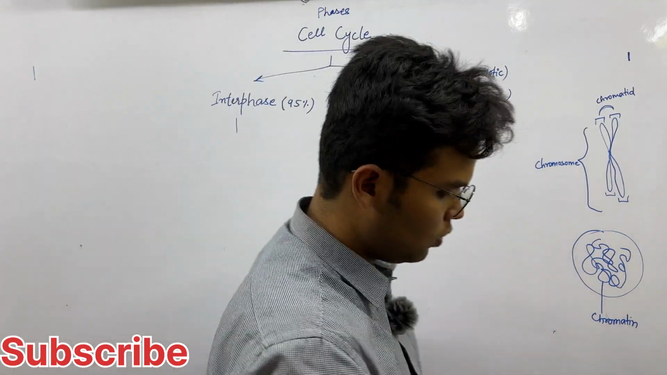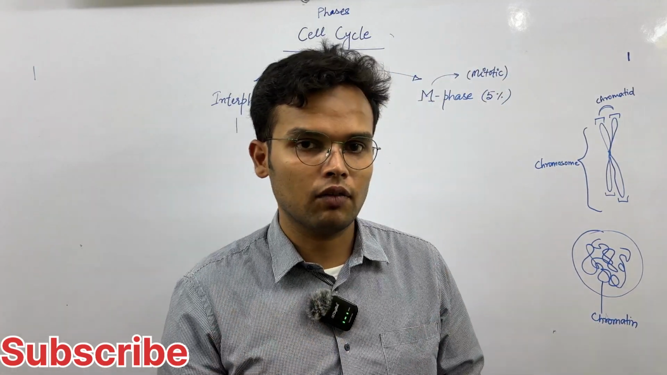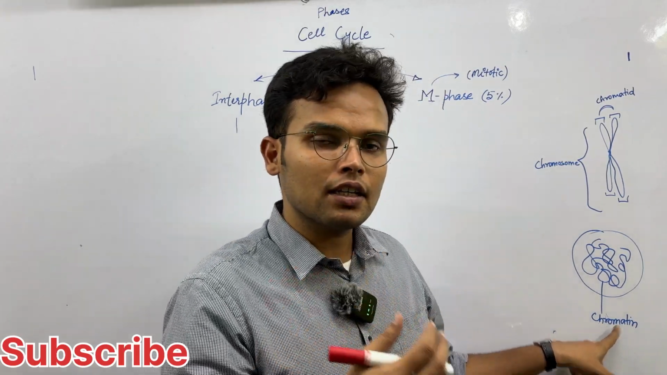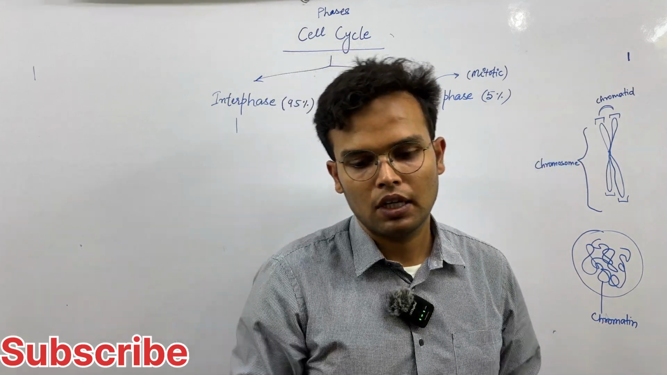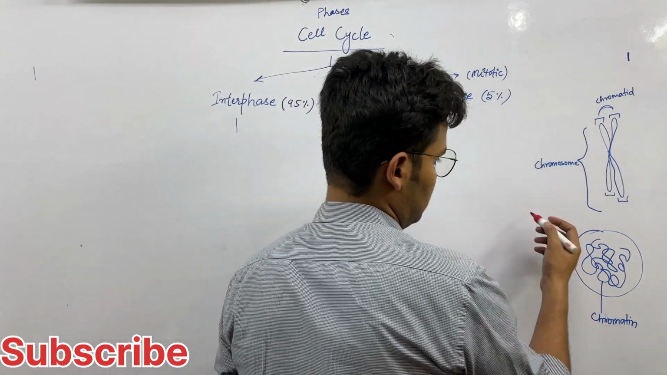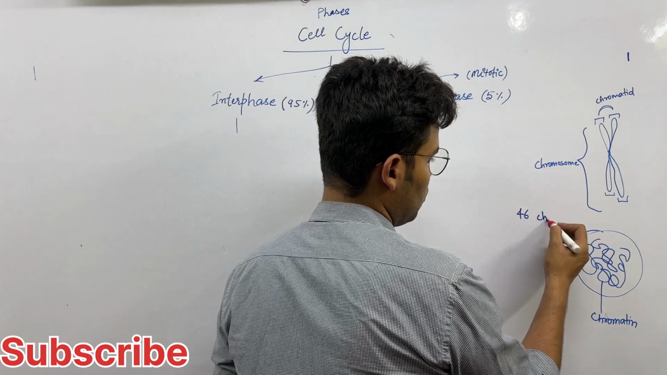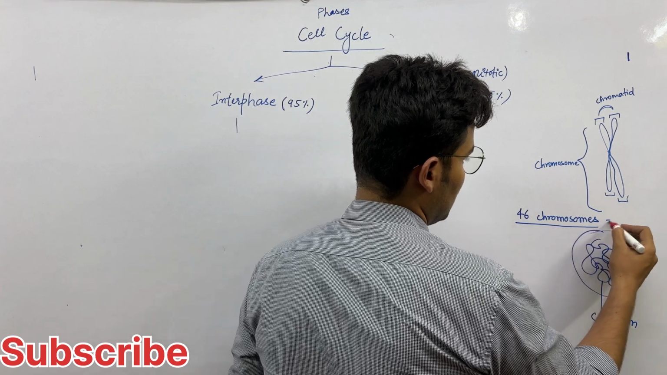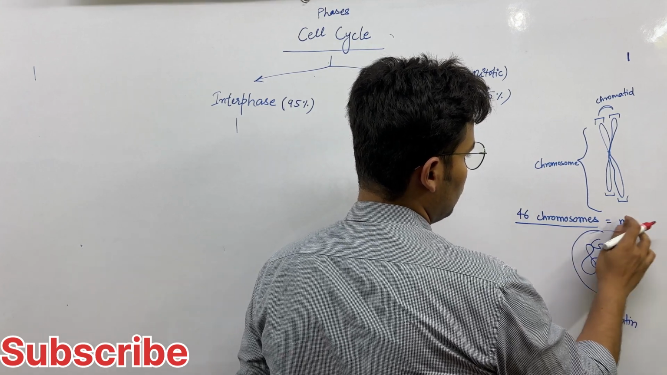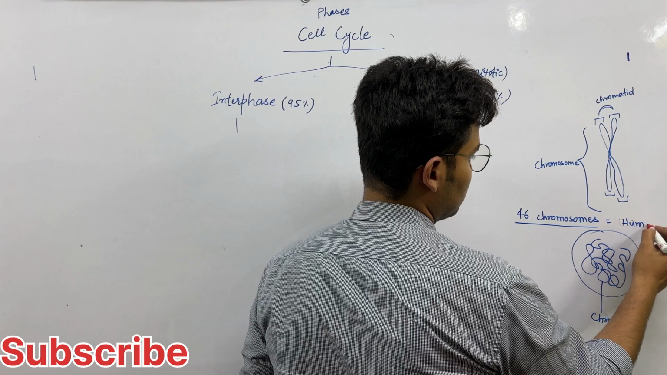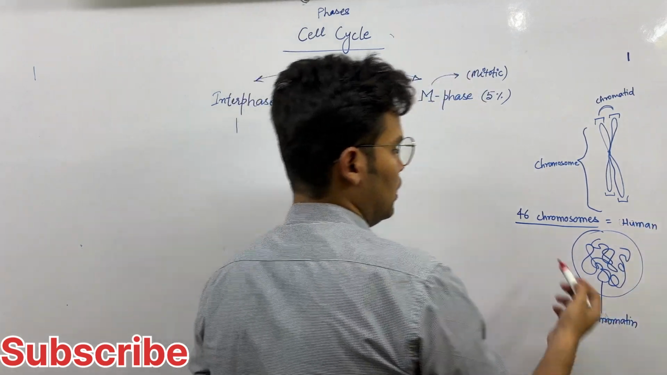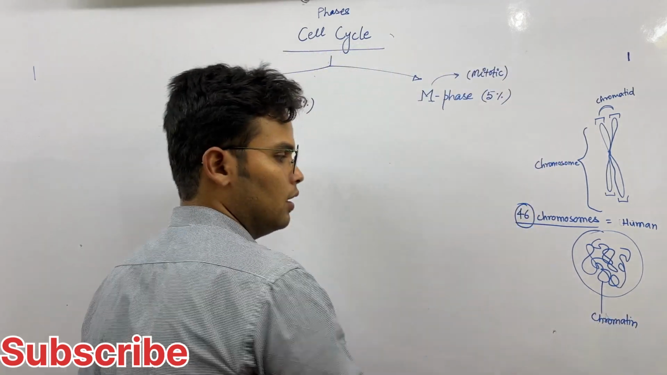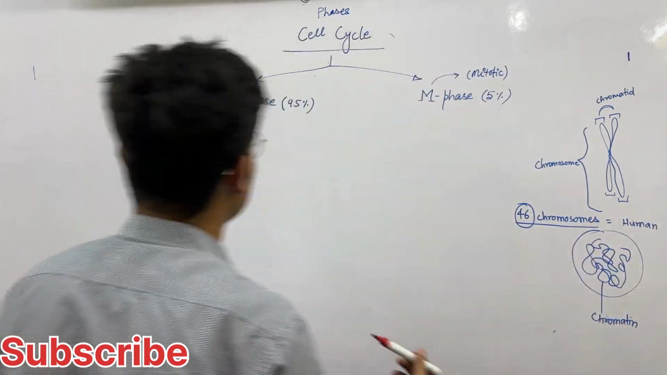The important thing is chromosomes will always occur whenever a cell is going to divide, because chromatin will condense and form chromosomes. For example, there are 46 chromosomes present in a mammalian cell or in human. So these 46 will appear when the cell is going to divide. The chromatin will get condensed and form 46 chromosomes.